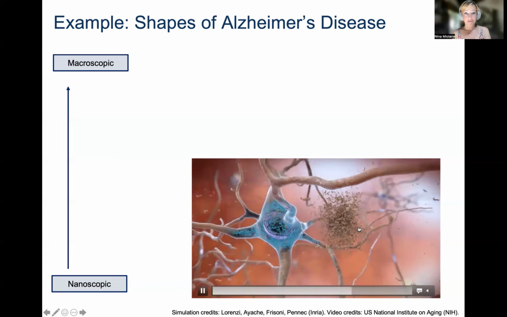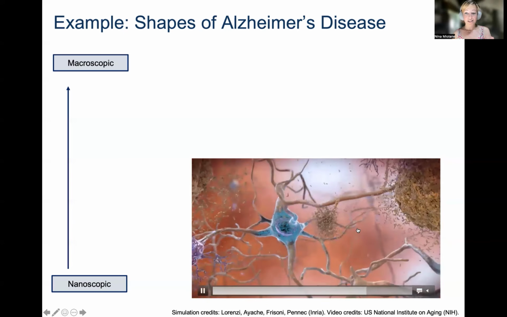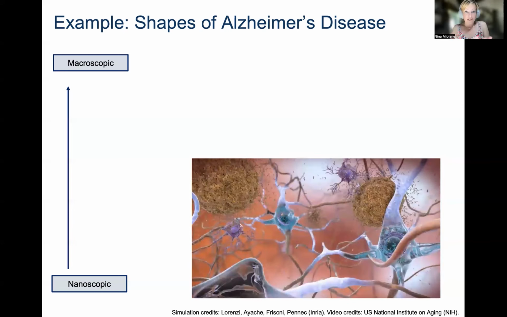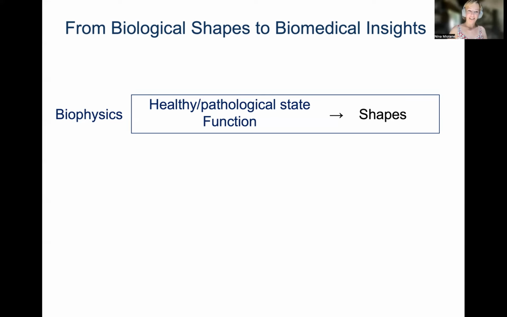So a shape problem at the nanoscopic scale is creating the death of the neurons, which is creating a microscopic shape change, which is also leading to a macroscopic shape change with the atrophy of the brain that we can see on MRI. So we have illustrated that biological shapes contain biologically relevant or medically relevant information, that we can go from biological shapes to biomedical insights.